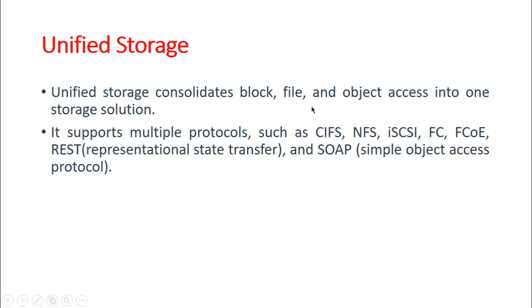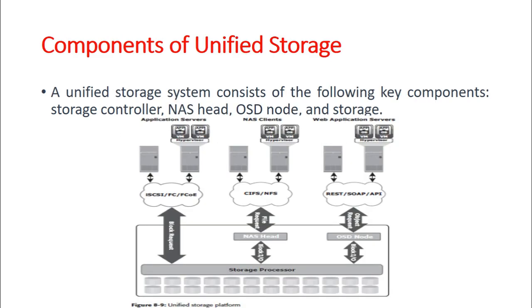As we had discussed earlier, CIFS and NFS are used for implementing NAS, iSCSI, FC and FCoE are used for implementing the SAN, and REST and SOAP are used for implementing object-based storage.